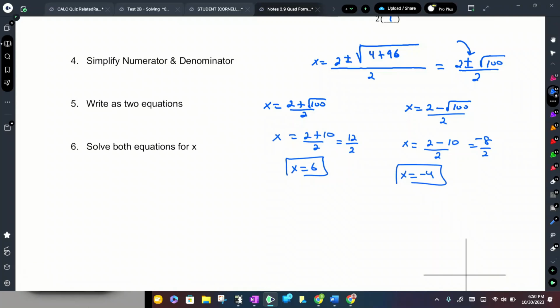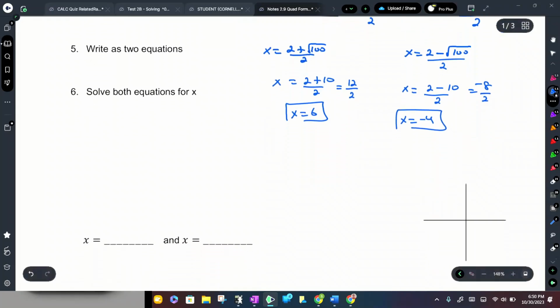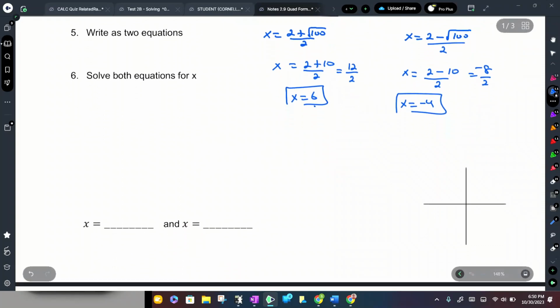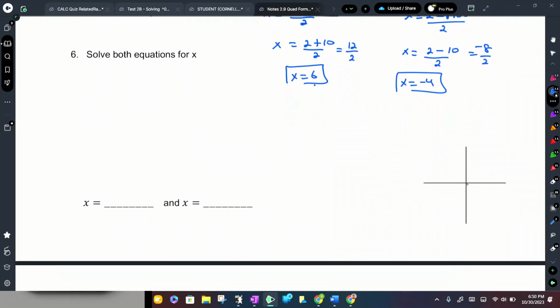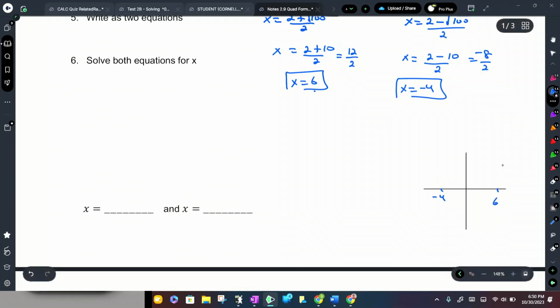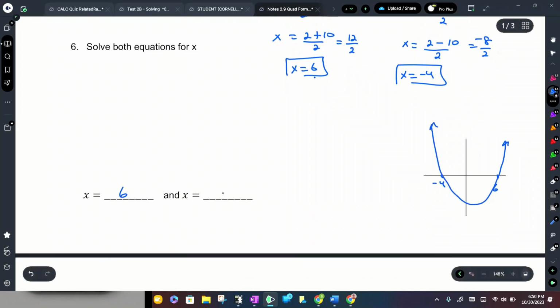We could think about this another way, right? If we were to graph this, these give me the x-coordinates of my intercepts. So we've got an x-intercept at negative 4 and an x-intercept at 6. We could use our knowledge of quadratics, and we know that my a value is positive, so this thing looks kind of like that. It opens up. And so x equals 6 and x equals negative 4. And that's our first problem, not too terrible.